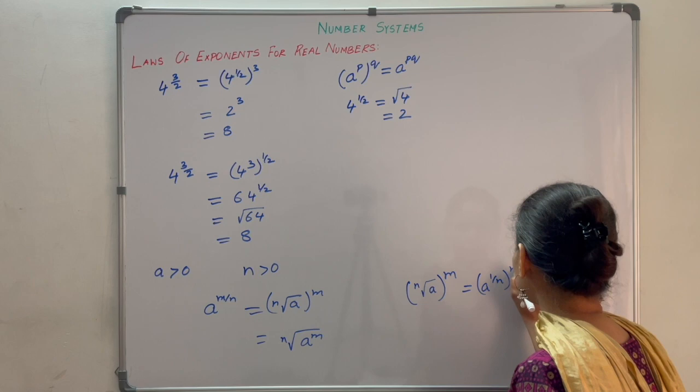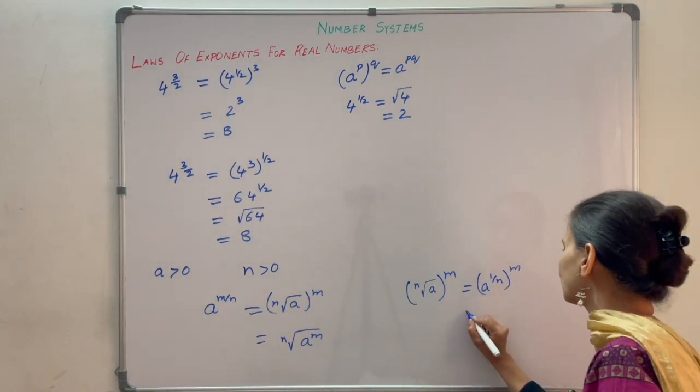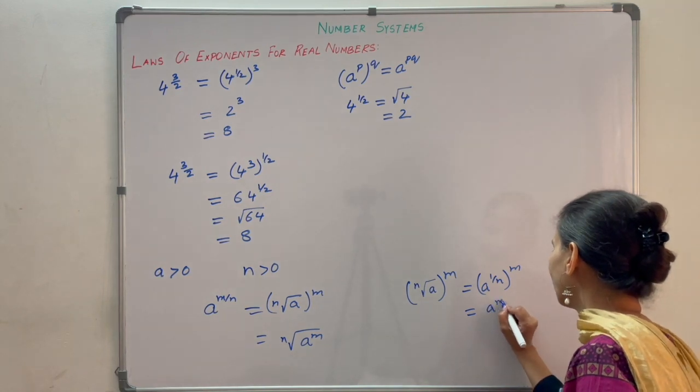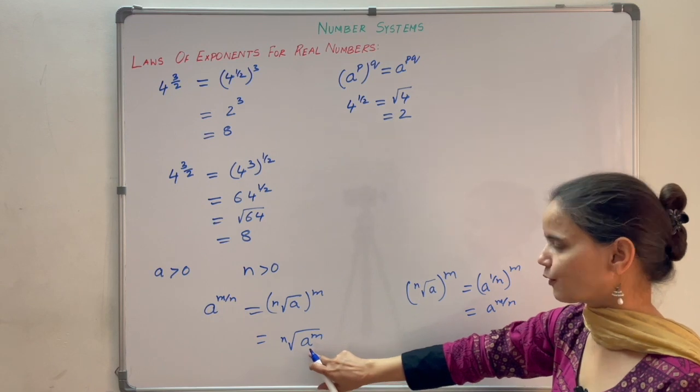So this is whole raised to power M. So using this law, the powers will be multiplied. So what will you get? A raised to power M by N, which is this. Similarly, it is for this one as well.